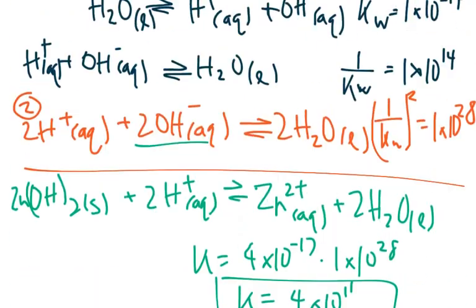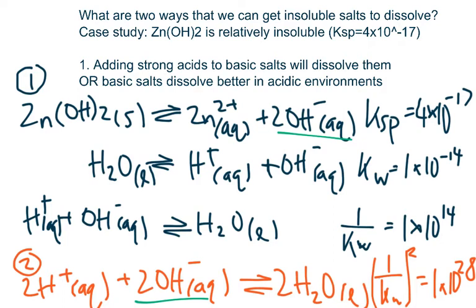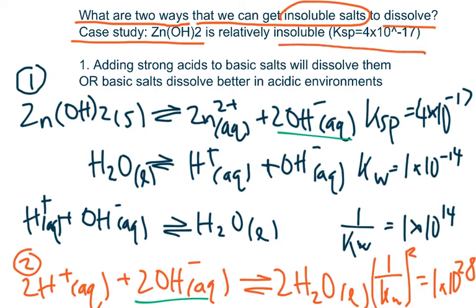and let's move on. So the true topic we are going over today is what are the two ways, well there are more ways, but we're going to talk about two, that we can get insoluble salts to dissolve in water. So let's do a little case study and let's investigate zinc hydroxide. Zinc hydroxide is relatively insoluble with a Ksp of 4 times 10 to the negative 17, and this means that it does not want to dissolve. So the first way we can get things to dissolve is to add a strong acid. Well, it could just be any acid, so adding acids would be fine.